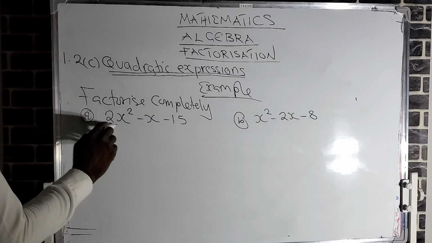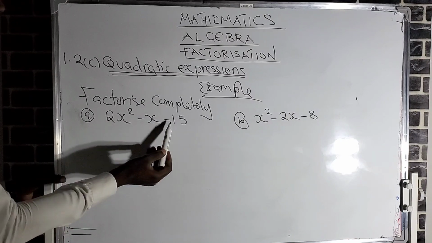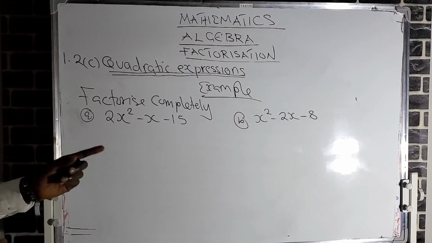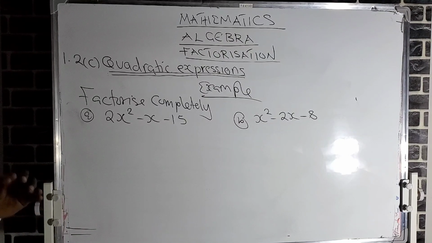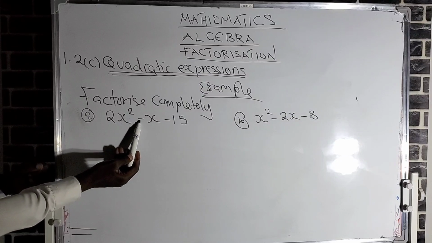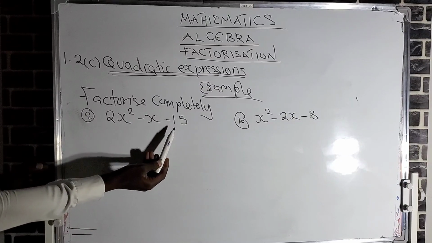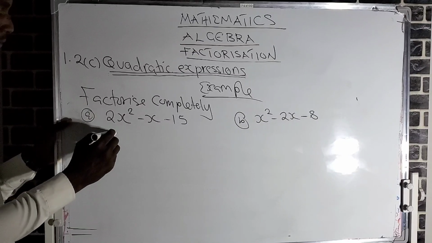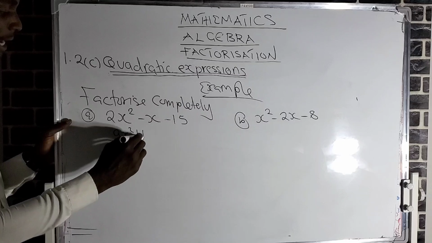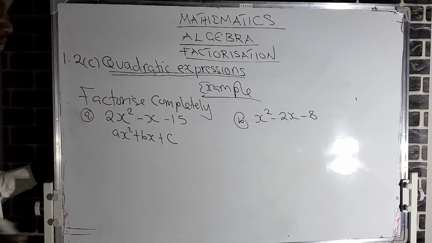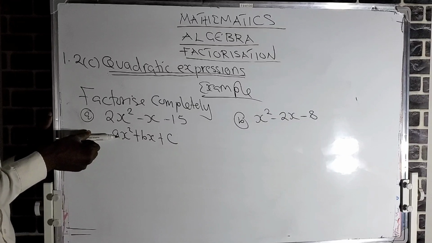We have 2x² minus x minus 15. Now, before you even factorize this, you should know that they are quadratic expressions. How do you know that they are quadratic expressions? There is ax squared minus bx minus c. Are you seeing this? It's in the form of ax squared plus bx plus c. So any quadratic expression must be in the form of this.